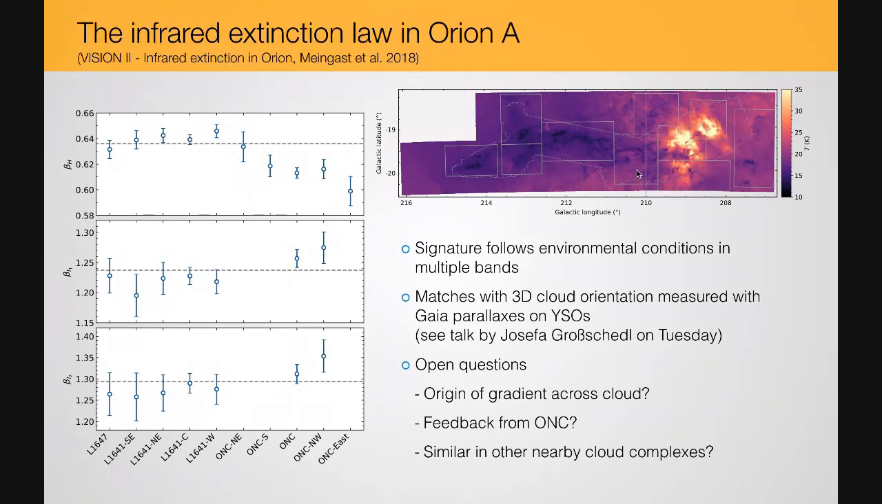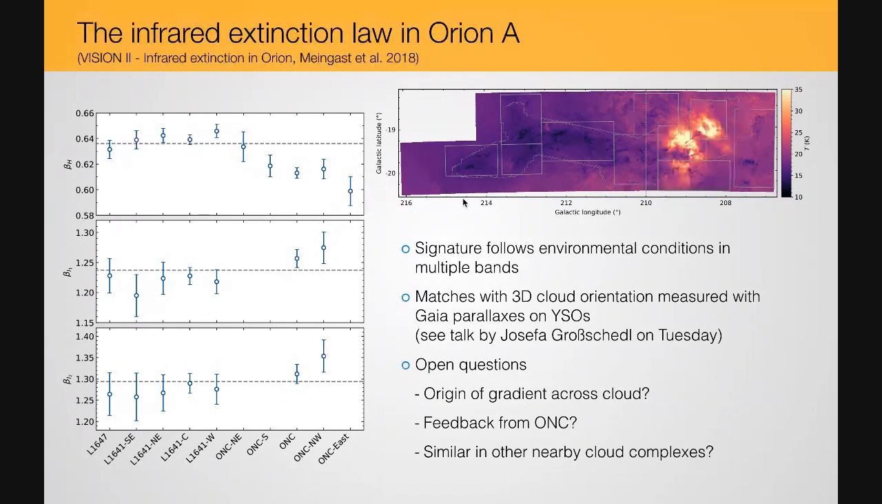So meaning that L1641, so this eastern portion, actually sits in the background and doesn't actually see the more massive stars in the cluster. So this was our conclusion back then, that we do detect a variable infrared extinction law across the face of the cloud, but we were not able to tie down the physical origins of this trend that we find.